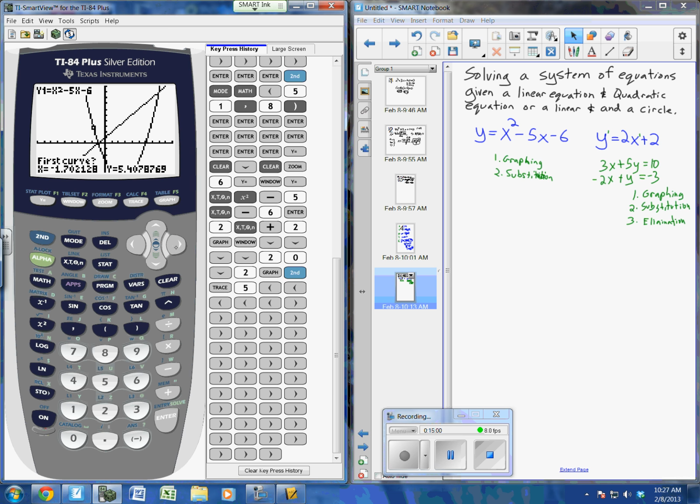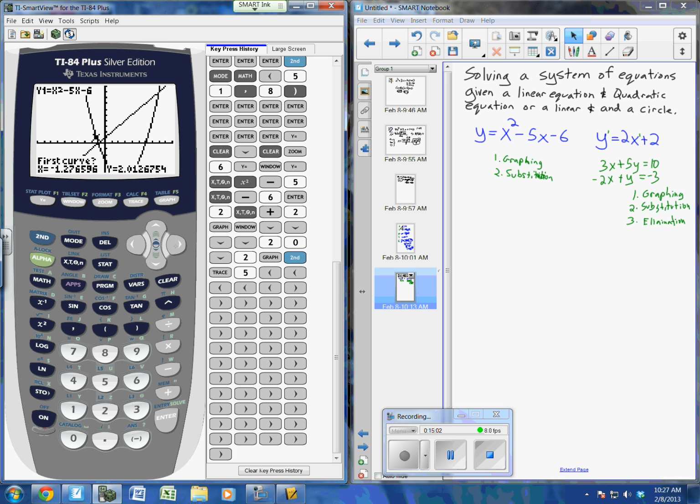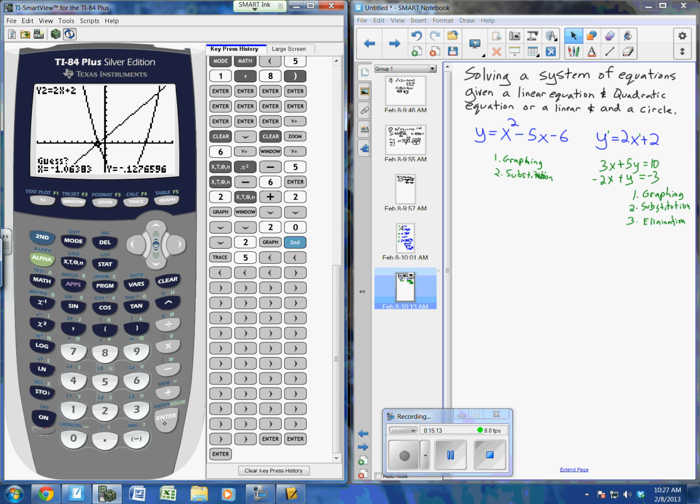It won't land right on it, you guys. It won't. Just get close to it and hit enter. And then it asks for a second curve guess. It should be close enough, just hit enter again. And then it asks for an overall guess, just hit enter a third time. Just get it close to where they intersect and hit enter 3 times. You should get -1, 0. Do you see that? Everybody write that down. These intersect at -1, 0. Got it?